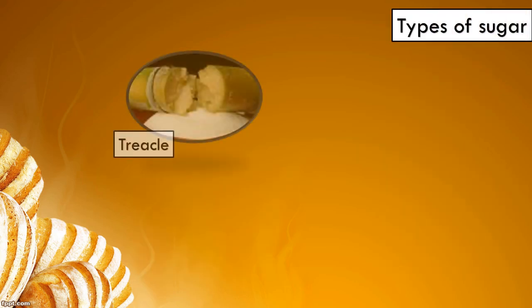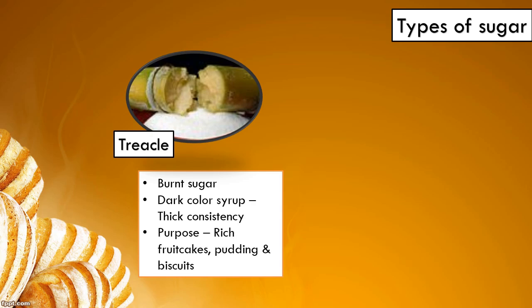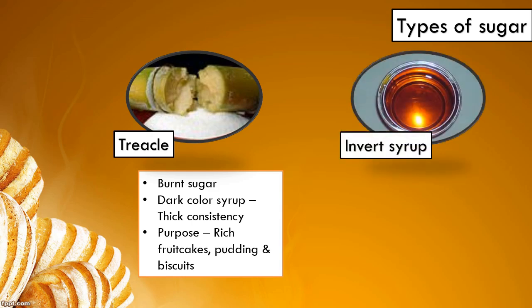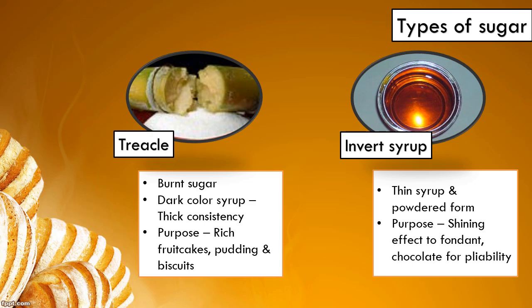Treacle is another type of sugar which is a slightly burnt sugar. It is a dark colored syrup with thick consistency and is used in rich fruit cakes, puddings and biscuits. The most commonly known type of sugar is glucose or invert syrup. It is available in two forms: thin syrup and powdered form. It gives a shining effect to the fondant and is more pliable for chocolate preparations.